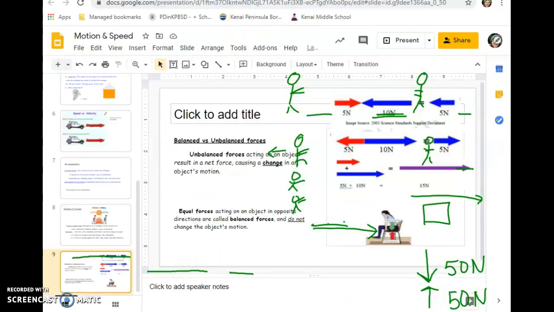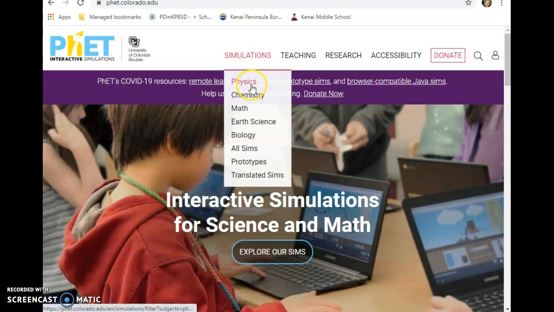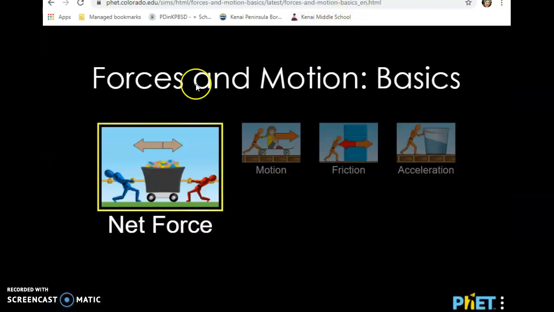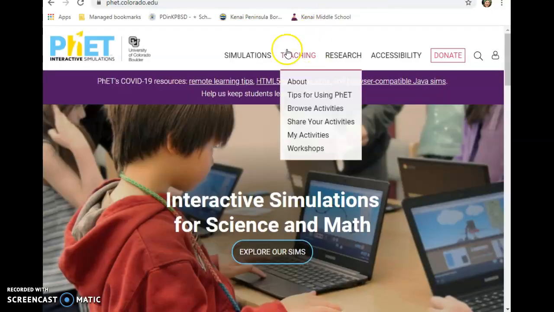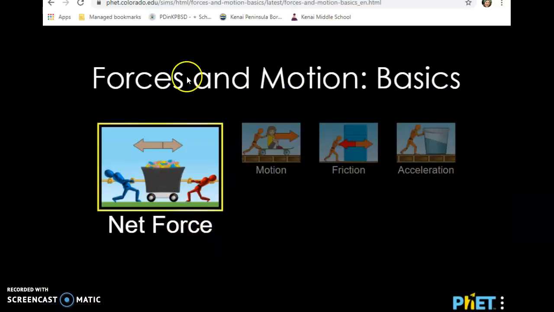Okay, I wanted to show you this website. It's called phet.colorado.edu, and if you go to simulations and physics, you can find this. I've already downloaded this one, but again, phet.colorado.edu, go to simulations, physics, and then you should be able to find this one. It's called Forces in Motion, and you are welcome and encouraged to play with these and see what you figure out.